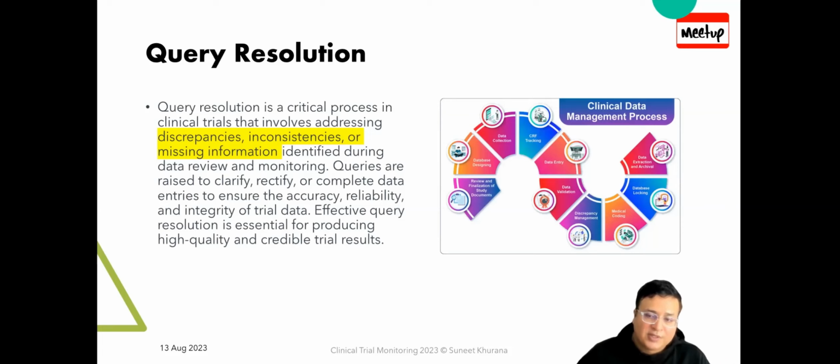And if the response is satisfactory, then the query is closed. This is a process which is repeated endlessly until all the data is clean. That's the key tool they have to make sure that the site is compliant. So they will create a query, get a response, document the response, approve the response, and then file it. And then again, get another query.